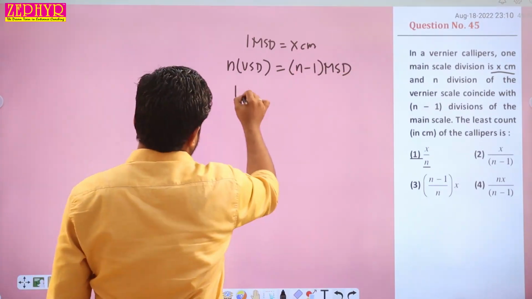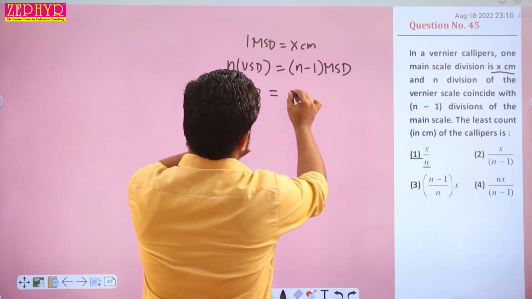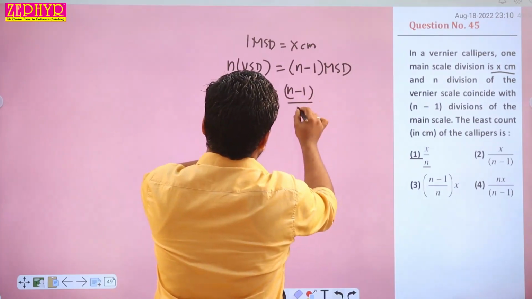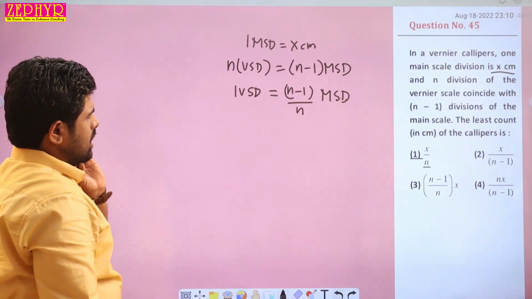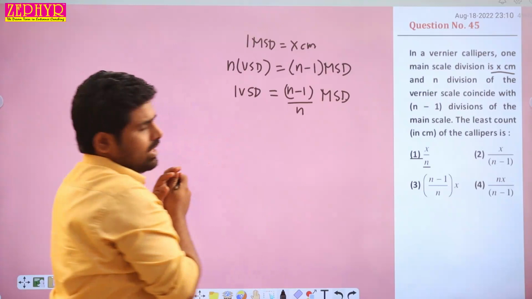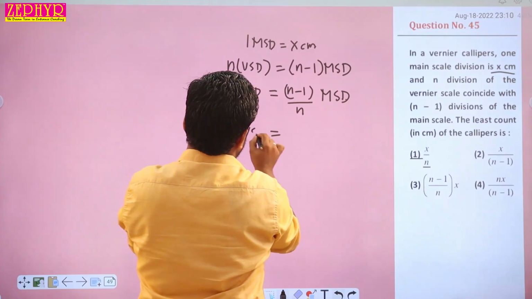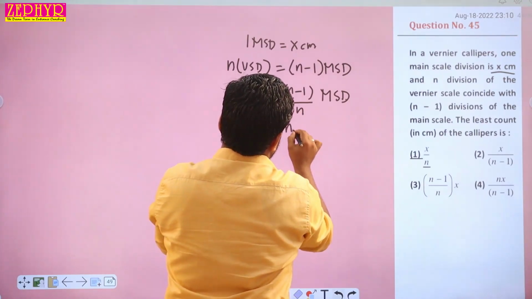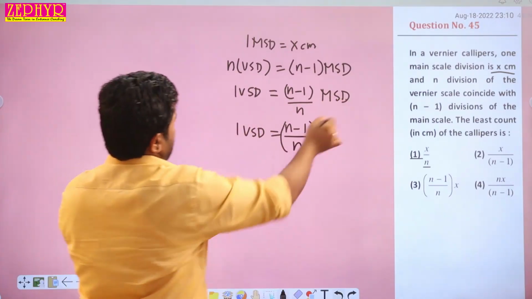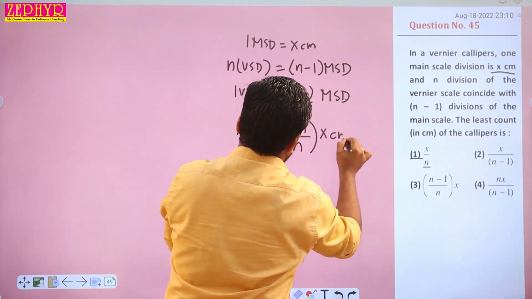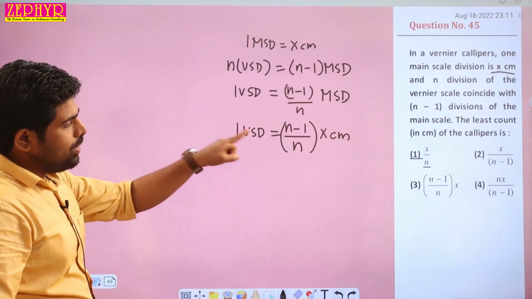That means 1 VSD, one vernier scale division, is equivalent to n minus 1 divided by n MSD. Since 1 MSD is equal to x centimeter, 1 VSD is equal to n minus 1 divided by n into x centimeter.